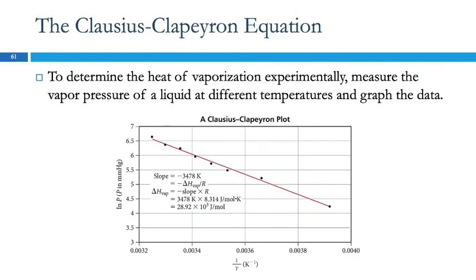So this is the kind of graph that would be made. Here's the natural log of the pressure, and this is 1 over the temperature, and of course it has to be in kelvins. And then they use a computer to do a linear regression line, and the slope of that line is negative 3478 kelvin. So that's equal to negative heat of vaporization over R. So we can rearrange that and say heat of vaporization is equal to negative slope times R. And so we can calculate what heat of vaporization is.